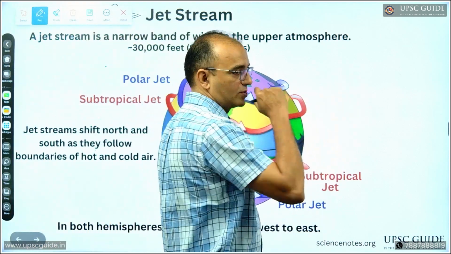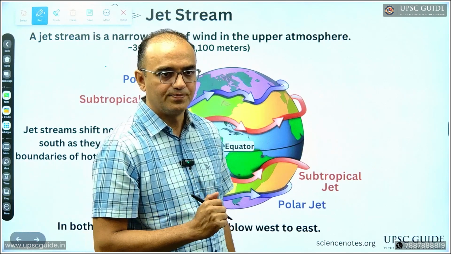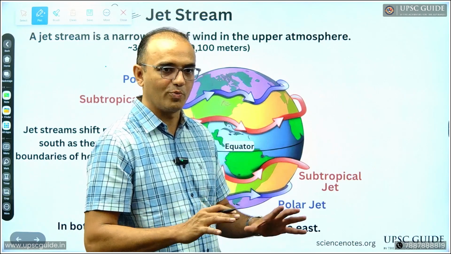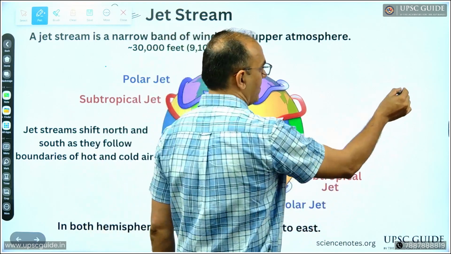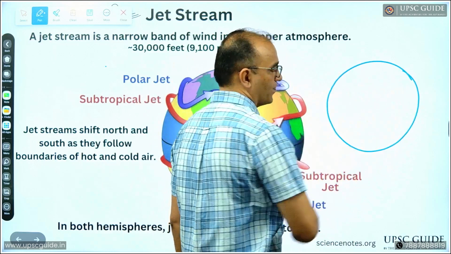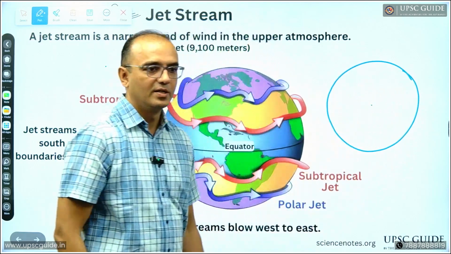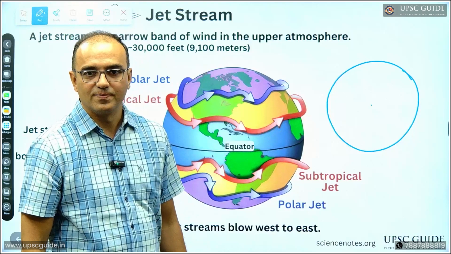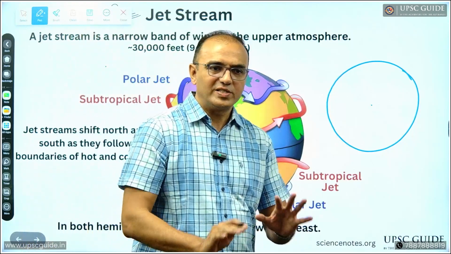If you look at the Earth from the top, you are flying over the North Pole and looking at the Earth. How does the Earth look? This is the North Pole. Now, you know what is happening at the North Pole. Air is converging in the upper atmosphere, going down and diverging on the ground.